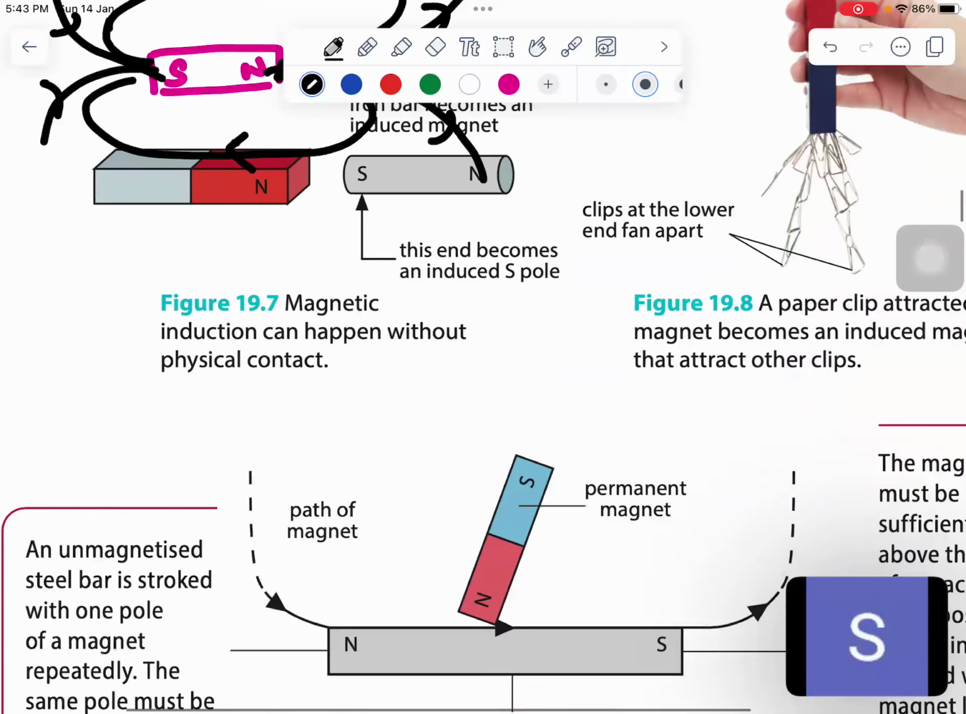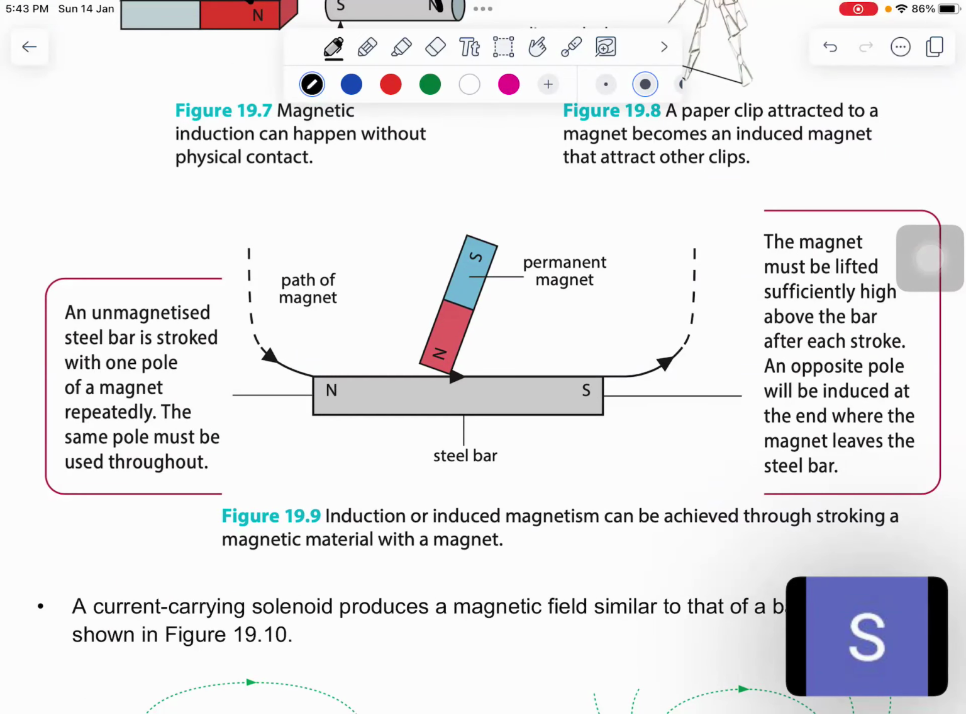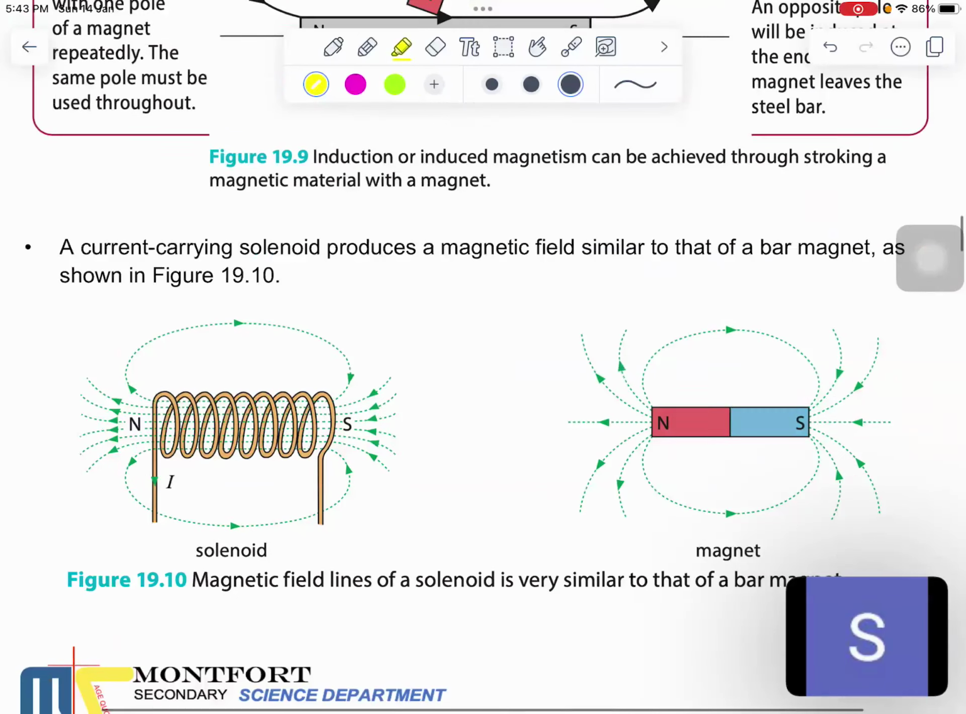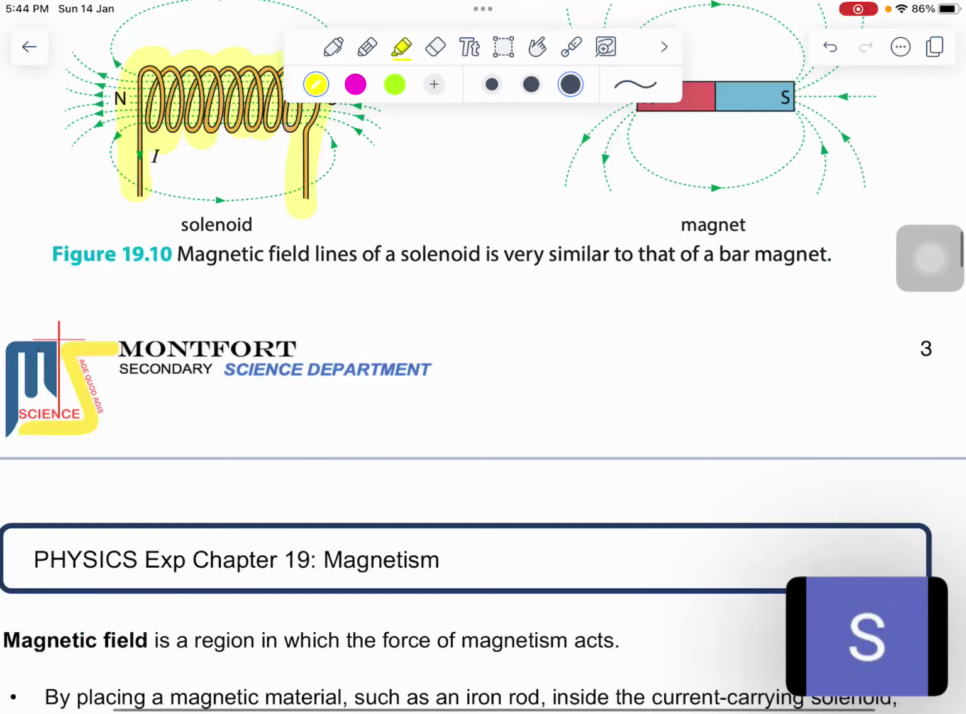So another way to create a magnet is to use a permanent magnet to stroke a magnetic material. Okay. Another way is also to use electricity. That's a current carrying solenoid. This is a coil that we run the current through, and this creates a magnetic field. So how do we determine the magnetic field direction of this coil? We look at the right-hand grip rule.